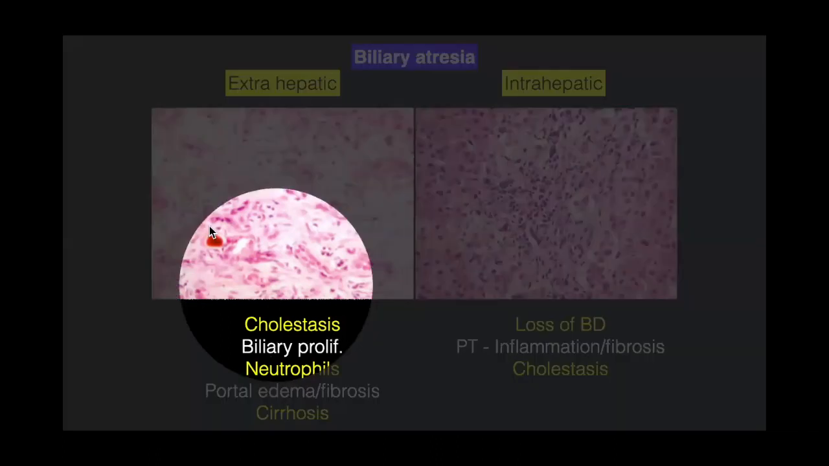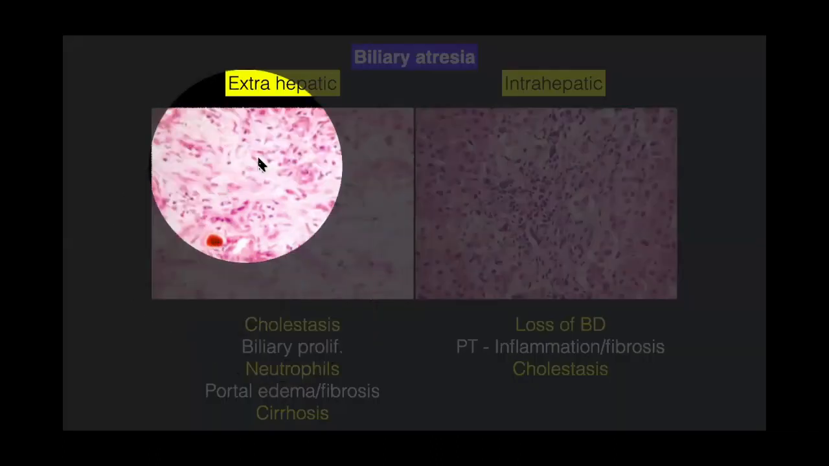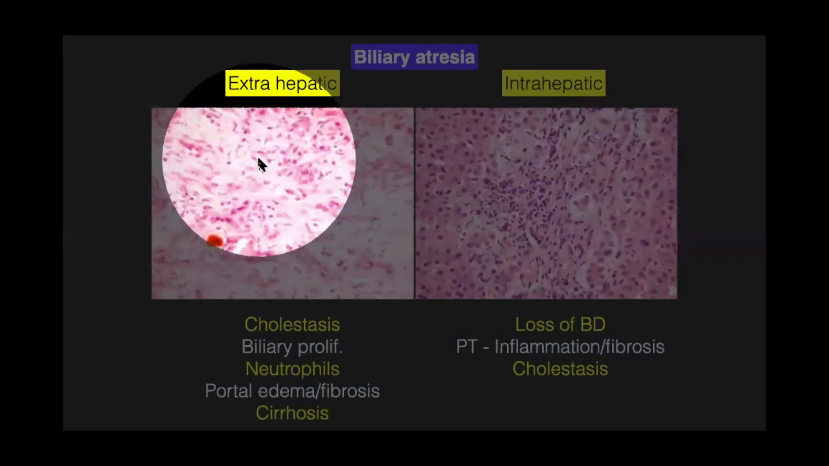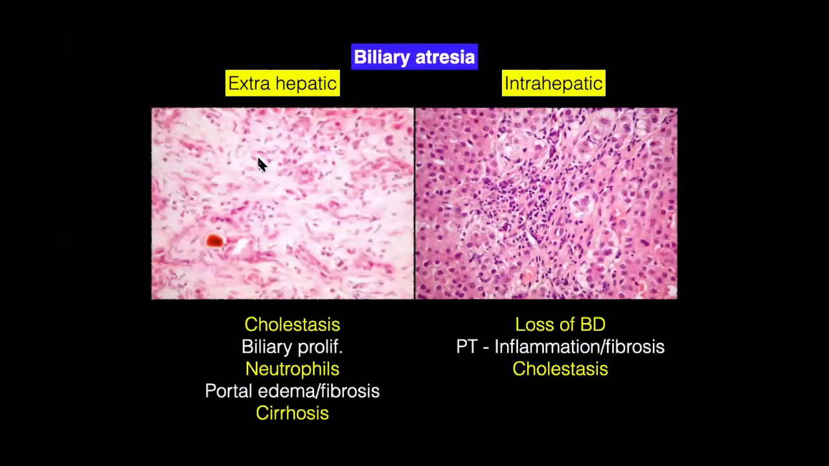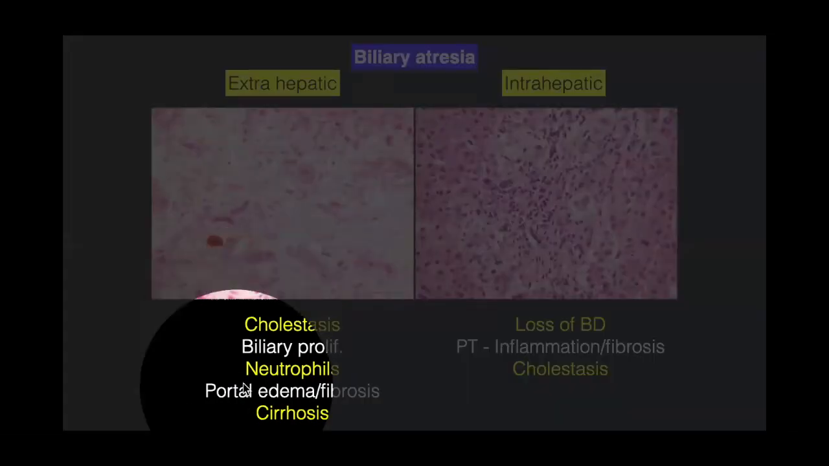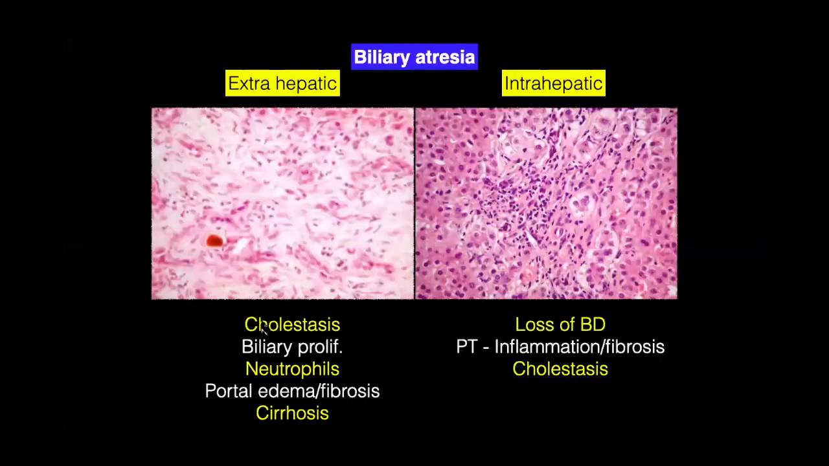Because of the atresia, you can see the cholestasis here, and because of the obstruction, the triad will be seen: biliary proliferation, neutrophils, and portal edema and fibrosis. And if you allow these conditions, they will go to cirrhosis. That's why liver transplant has to be done as early as possible in biliary atresia.